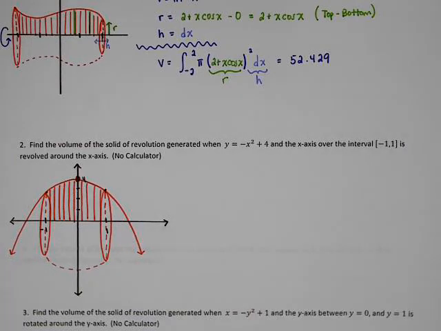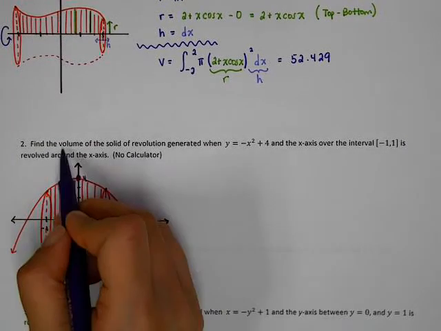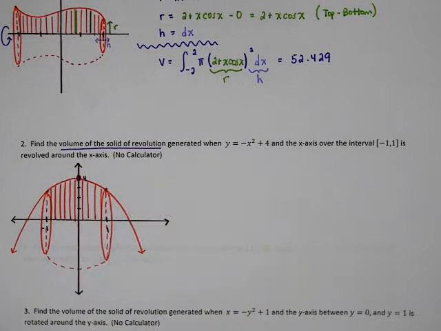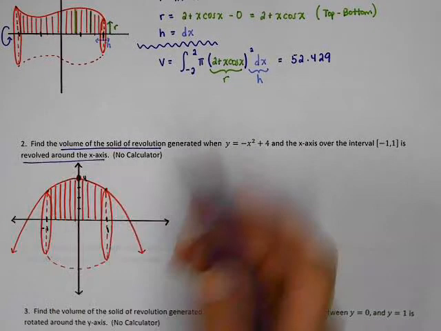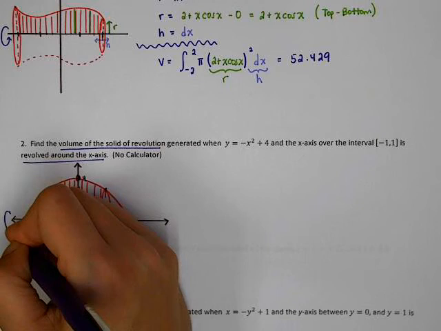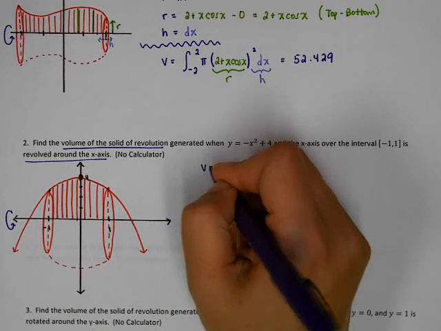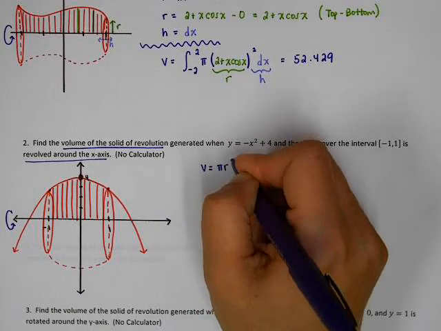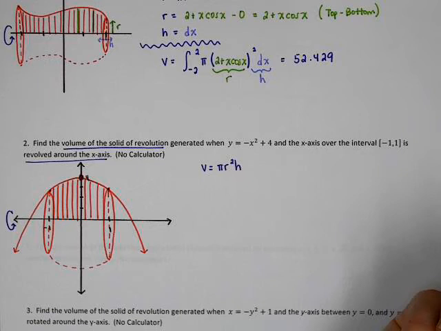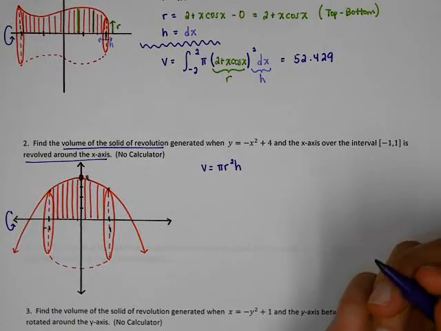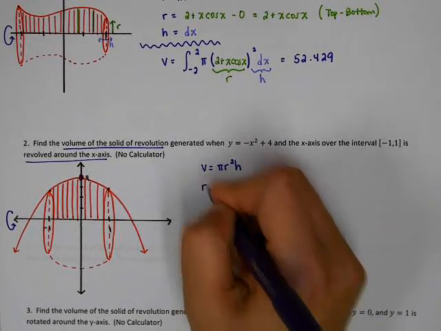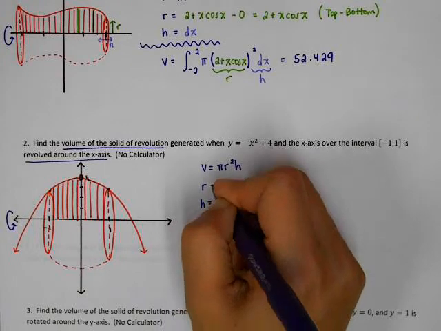All right, because it says this is the volume of the solid by revolution, by revolving it around the x-axis, I'm going to draw a little rotational symbol here to show I'm revolving around the x-axis. And I know I'm going to use the formula volume equals pi r squared h because each of these thin slices is going to be a very thin cylinder. In this case, we've got r and we've got h.